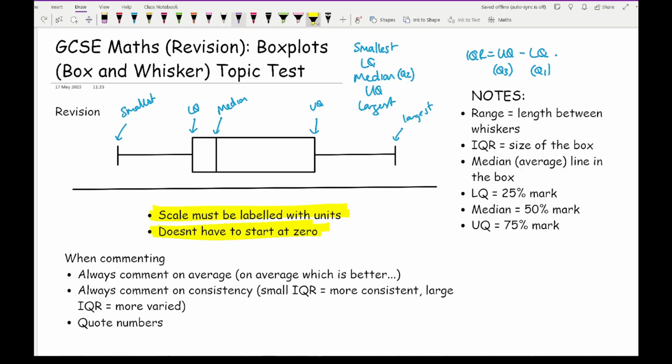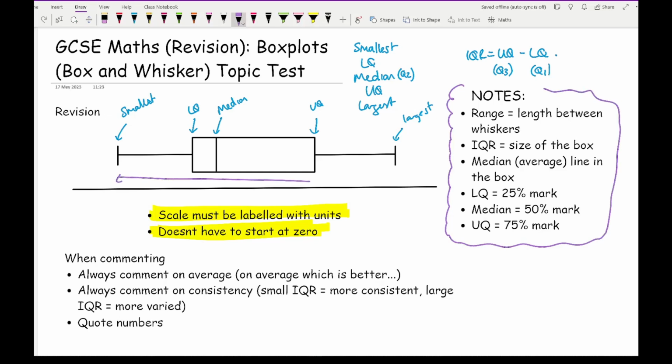Now in terms of the key aspects, the range is basically the length between the whiskers. So this length here is the range. Then the interquartile range is basically the length of the box. So it's important that you recognize the difference between the two. Now the median, which is the average, is the line that's inside the box. The lower quartile is the 25% mark.